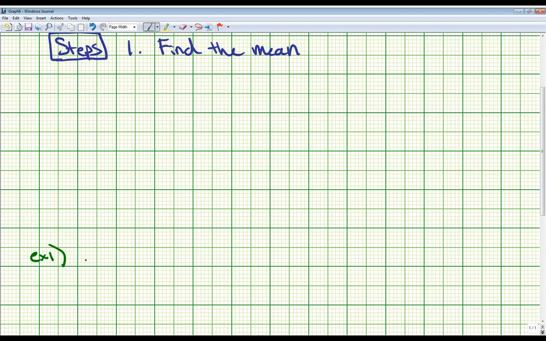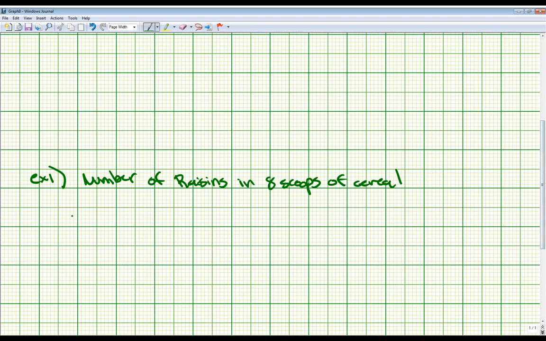So this is the number of raisins in 8 scoops of cereal, just to give it a little bit of context on what the heck these numbers represent. So let's list out our numbers. They give us 1, 2, 2, 2, 4, 4, 4, and 5. So a 1, three 2s, three 4s, and a 5.